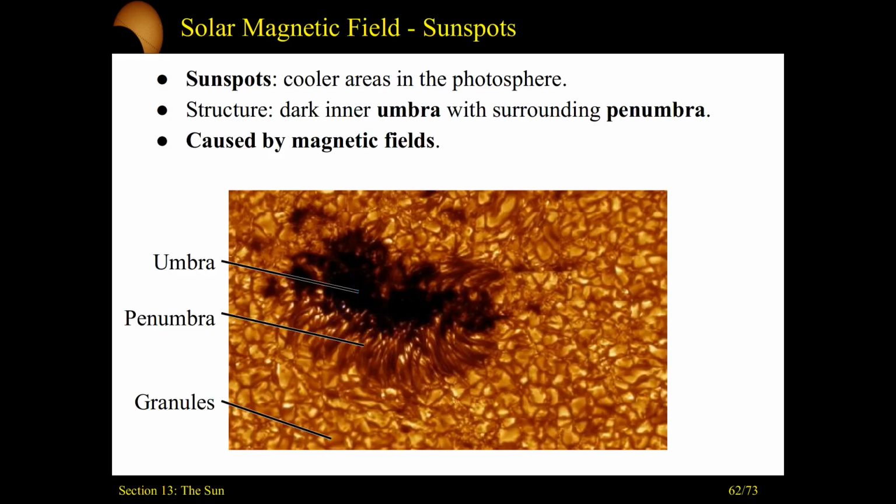This umbra is still an incredibly hot region of the sun. Recall, this is in the photosphere layer. So the granules here are around, we'll call it 6,000 Kelvin, whereas this is a little bit cooler. Not degrees Kelvin, that's degrees Celsius. About 100 to 1,000 degrees Celsius cooler than the surrounding granules in the photosphere layer.